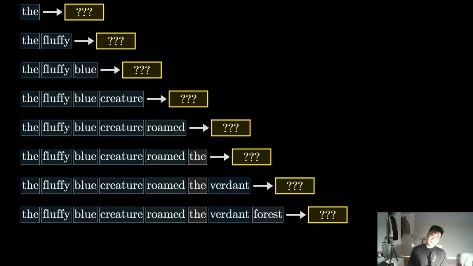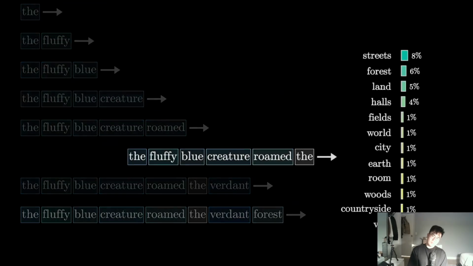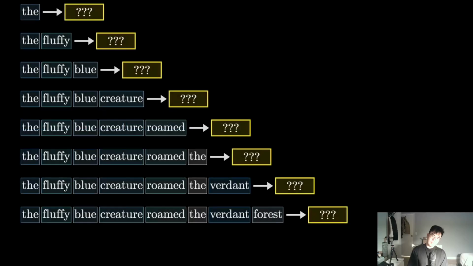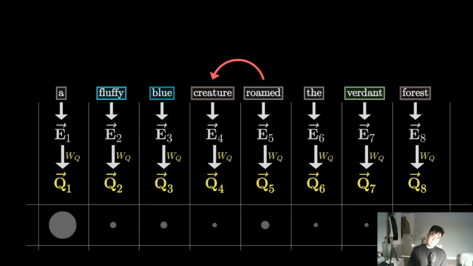For example, with the phrase that we've been focusing on, it might also be predicting what words follow creature and what words follow the. This is really nice because it means what would otherwise be a single training example effectively acts as many. For the purposes of our attention pattern, it means that you never want to allow later words to influence earlier words, since otherwise they could kind of give away the answer for what comes next.